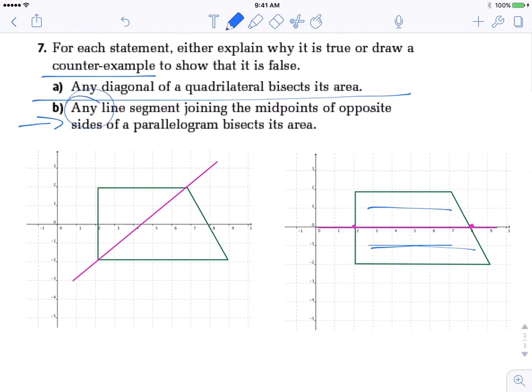Again, the words any line segment joining the midpoints bisects the area. In a trapezoid, there's an exception that doesn't always work.